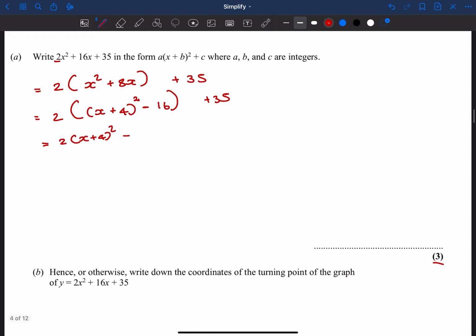Minus 2 times 16 is 32, and then we can bring in the plus 35. There you go. 2(x plus 4) squared, minus 32 plus 35 is plus 3. They want you to write it like that, but they do not ask you for a, b, c, so you don't need to write a is this, b is that. Just in that form is good enough.